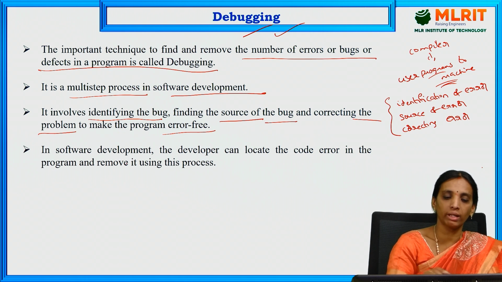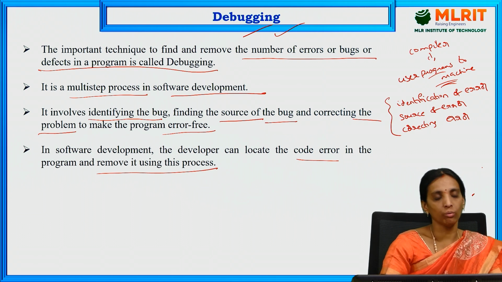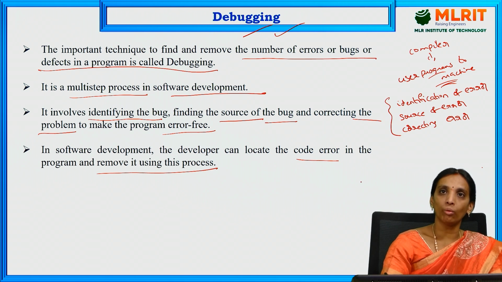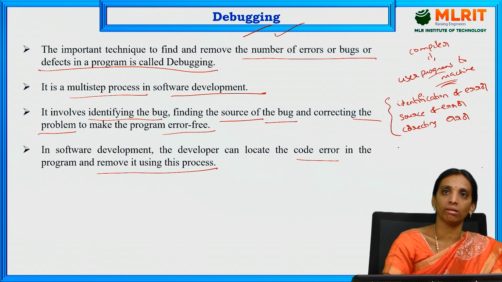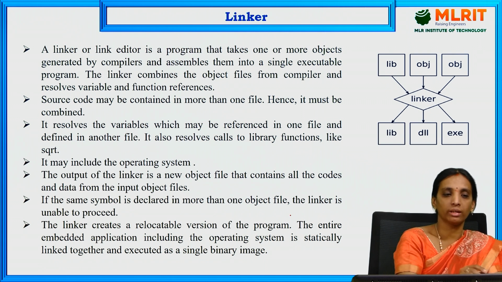In software development, the developer can locate the core error in the program and remove it by using the debugging process. Before entering into the real-time scenario, before going to the final machine or the original model of the application, we need to check thoroughly for any errors on the software side or hardware side. For finding and correcting errors, we use debugging. The next tool is the linker.